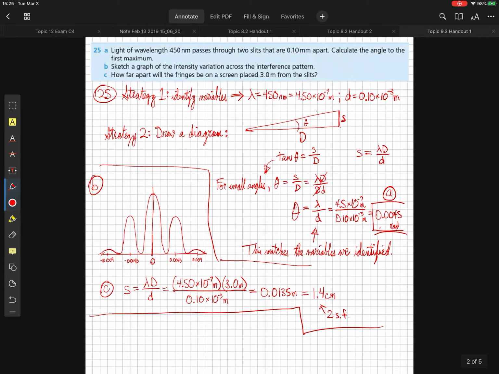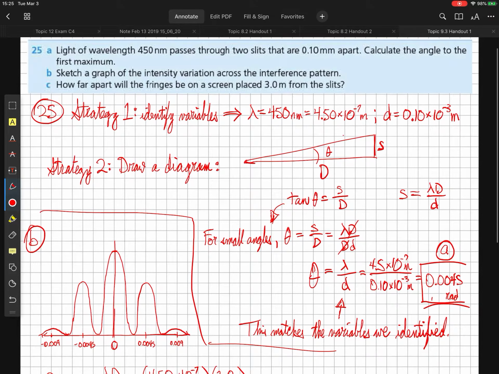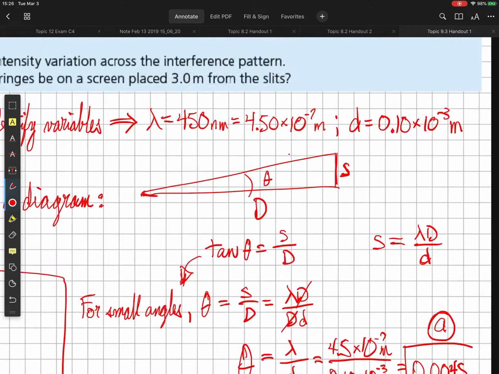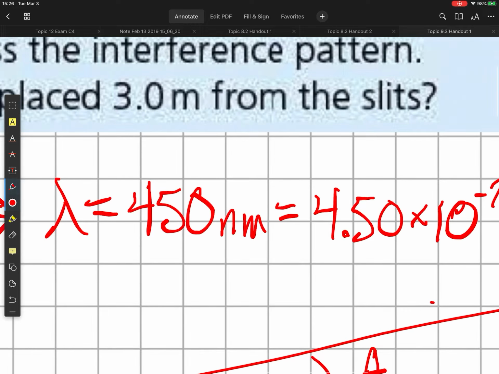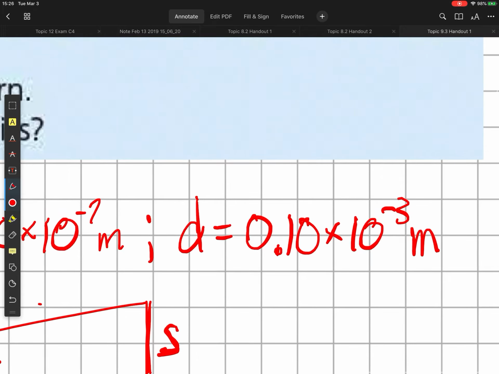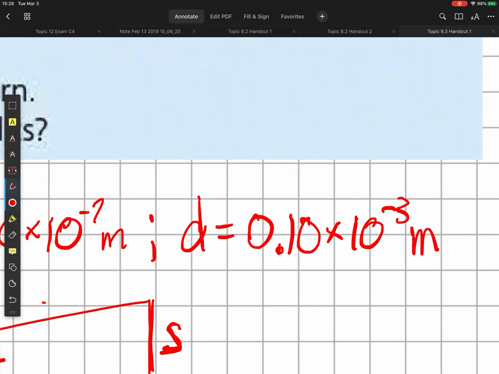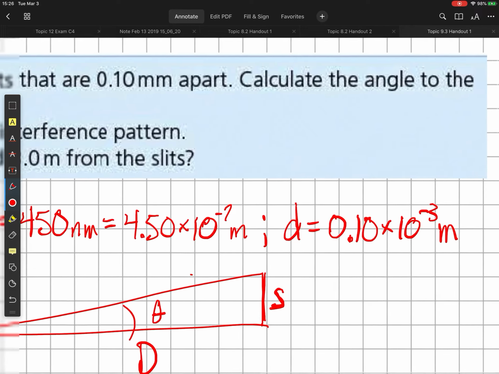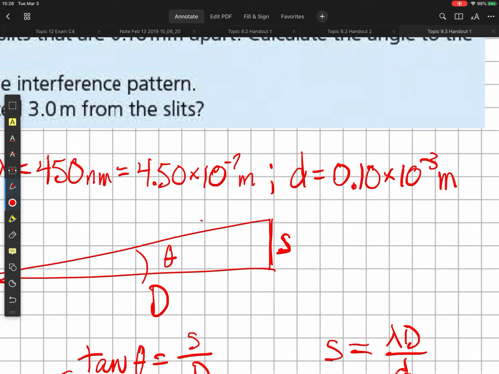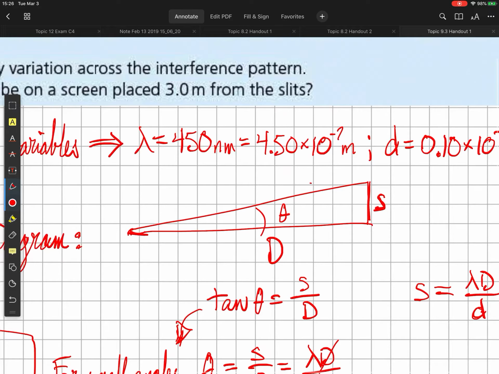On our next page, we have a light of wavelength 450 nanometers passing through 2 slits that are 0.11 millimeters apart. Calculate the angle to the first maximum. So again, we identify our variables, where we have wavelength here, and we have distance between slits here. And again, I've just not bothered with scientific notation for distance between slits and just done a straight conversion.